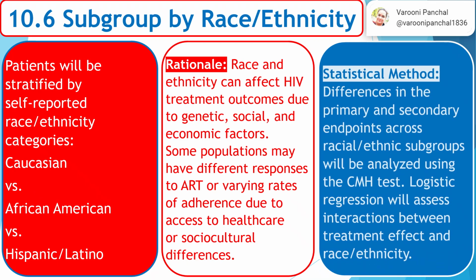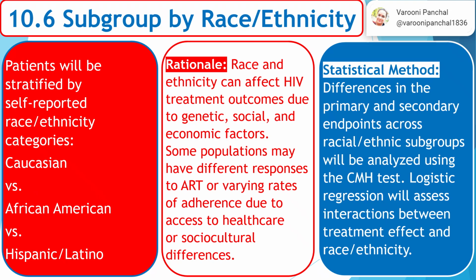differences. Statistical method: differences in the primary and secondary endpoints across racial ethnic subgroups will be analyzed using the CMH test. Logistic regression will assess interactions between treatment effect and race ethnicity.